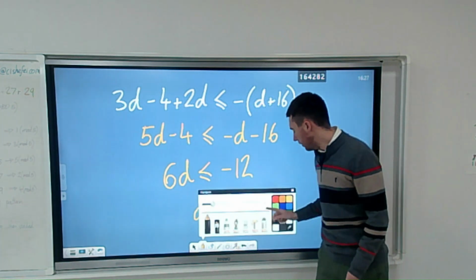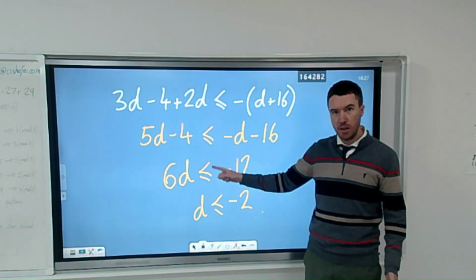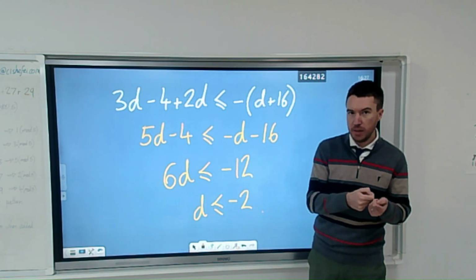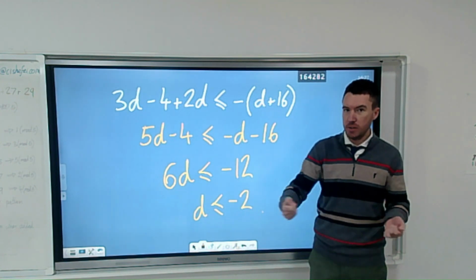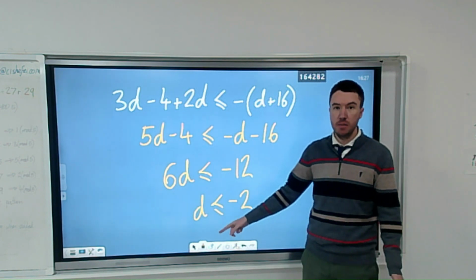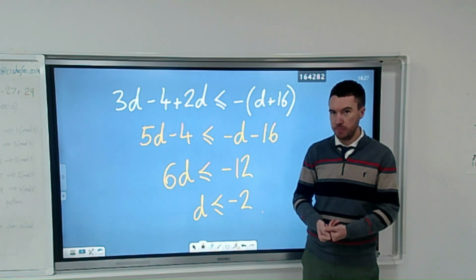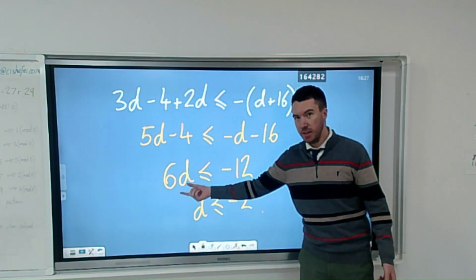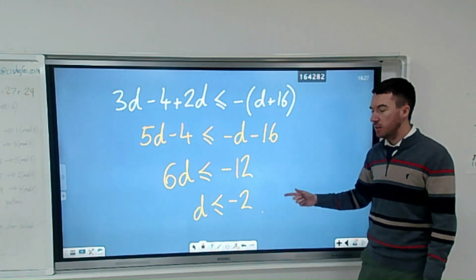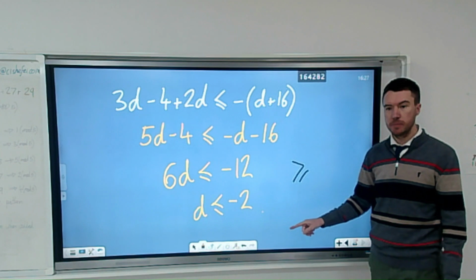Notice that the sign did not change at any point during the calculation, because I did not divide through by a negative number or multiply through by a negative number. This was dividing by positive 6, so the sign stayed the same. If I were dividing by negative 6, then this sign would switch to the opposite. The opposite of this, remember, is this.